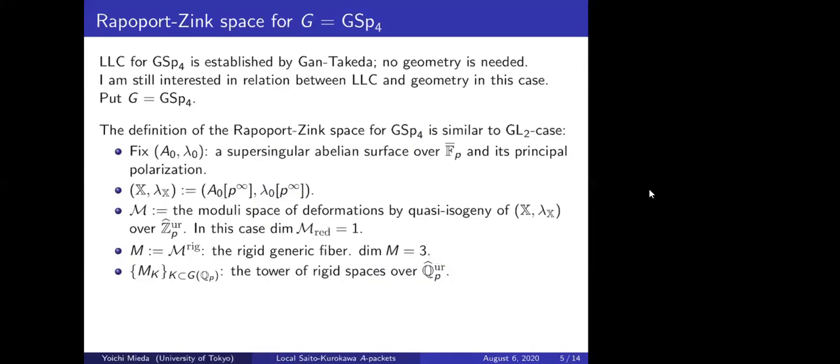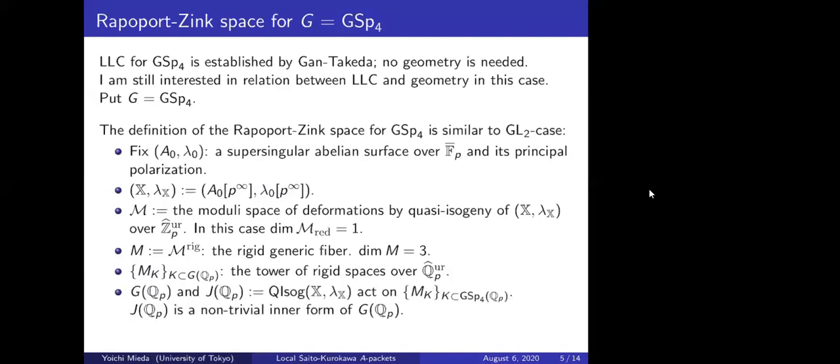And we can consider the tower of rigid spaces over Q_p^ur hat, this M_K. This is a local analog of the tower of Siegel modular threefolds. Then we have two groups, G and J. And in this case, this J(Q_p) is a non-trivial inner form of G(Q_p). This is a quaternion unitary group of degree two.